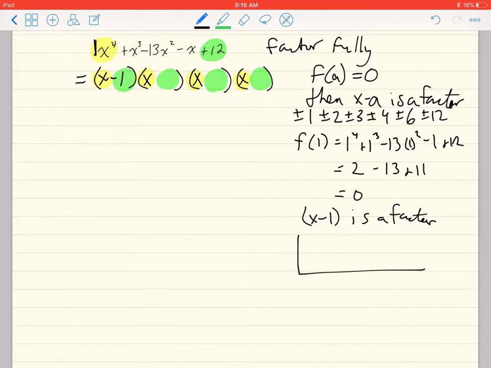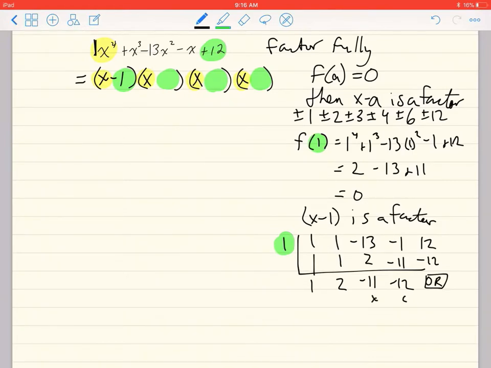Okay, so when we factor that out, we're going to have coefficients of 1, 1, negative 13, negative 1, and 12. And we're putting in 1 here because that's what we put in right there. So drop the 1, you get 1. 1 times 1 is 1. Add those up, you get 2. 1 times 2 is 2. Add those up, negative 11. 1 times negative 11 is negative 11. Add those up, negative 12. 1 times negative 12 is negative 12. You add those up vertically, you get 0. That's our remainder. So here now you have a constant term, an x term, an x squared term, and an x cubed term.